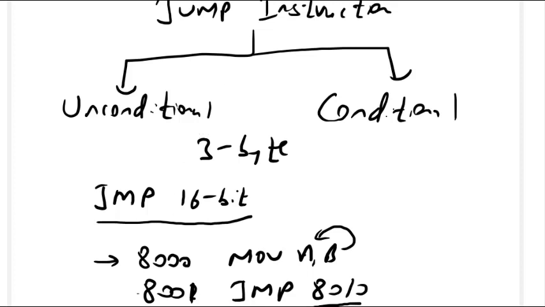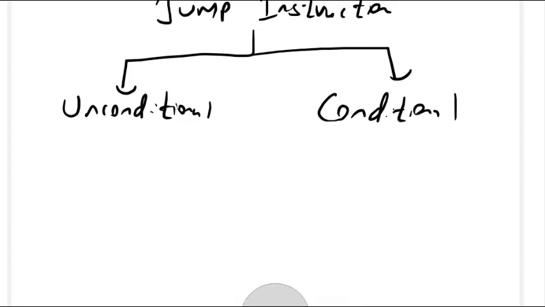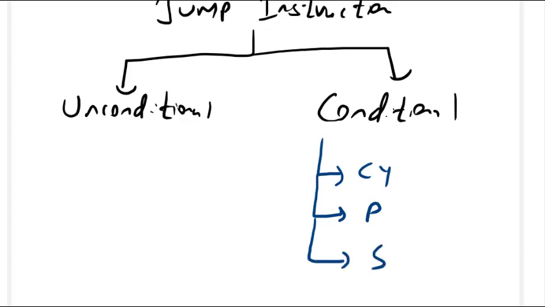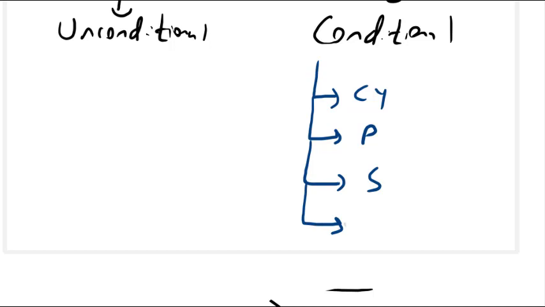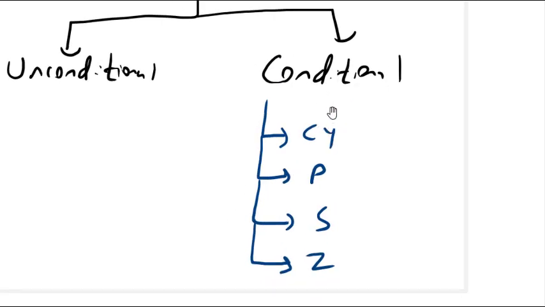With respect to conditional jumps, there are 8 conditional jumps. In the 8085 we have 5 flags: the carry flag, the parity flag, the sign flag, the zero flag, and also auxiliary carry. But auxiliary carry is not used in any of the jump instructions, so we use these 4 flags for conditional jumps. With respect to every flag we have 2 jumps: 2 with respect to carry, 2 with respect to parity, 2 with respect to sign, and 2 with respect to zero.